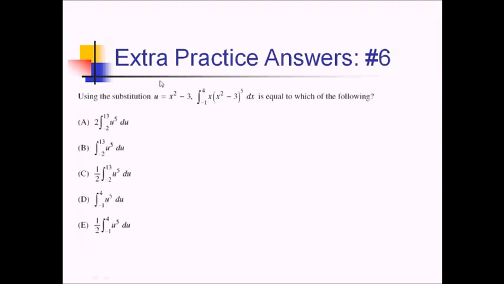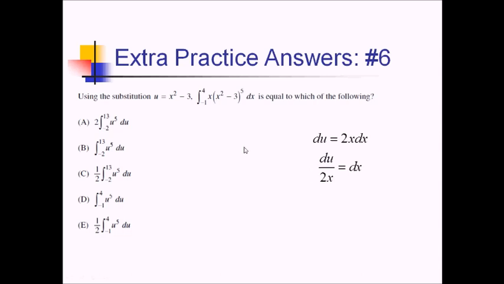For this problem, using the substitution u equals x squared minus 3, this expression is equal to which of the following? So they were awfully nice on this one. They told you what u equals. So if u equals that, then let's just go ahead and do the rest of u substitution here. So derivative, we've got du equals 2x dx. And then we have dx equals du over that 2x that we just found.